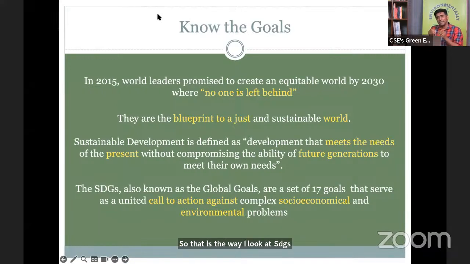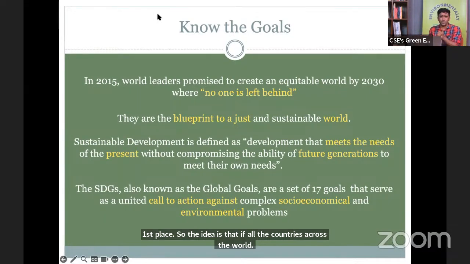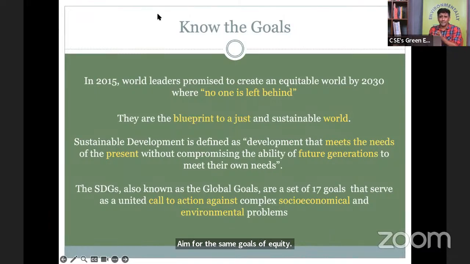And that is exactly the aim with which SDGs were created in the first place. So the idea is that if all the countries across the world aim for the same goals of equity, be it social, be it economic, be it in terms of climate change, in terms of security, then the world as a whole would be a better place to live in. So this started in 2015, and the one-liner that they went ahead with was "No one is left behind."